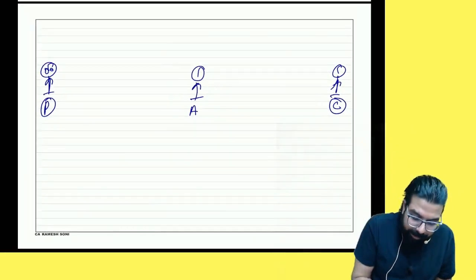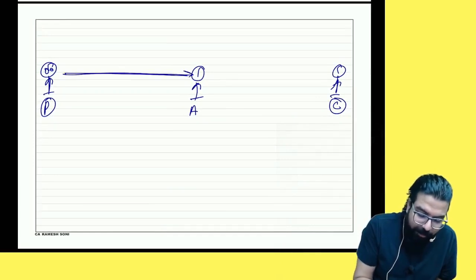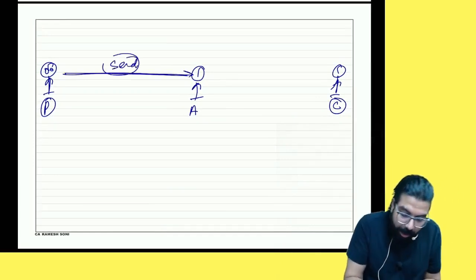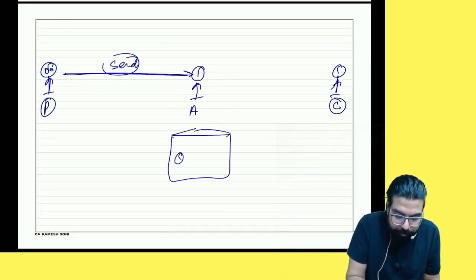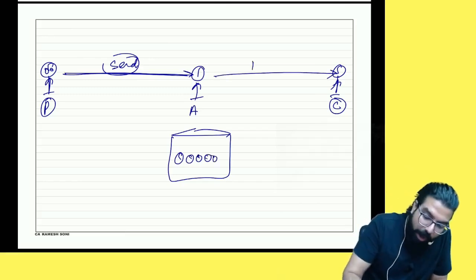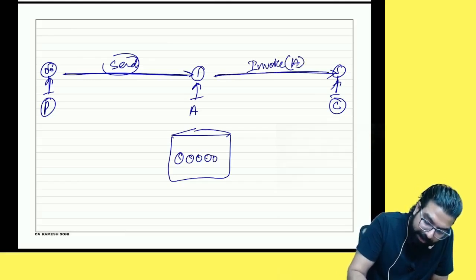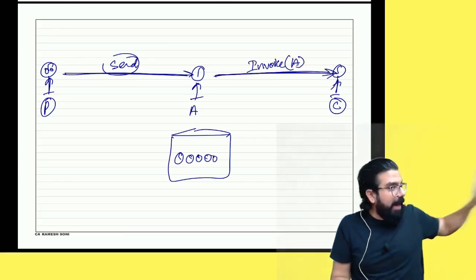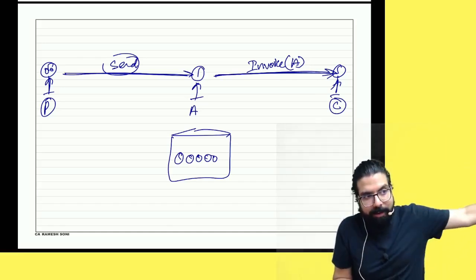Principal sends me the consignment. I keep the consignment in my godown. Then I sell it to the customer. The invoice for further sale is given by the agent. For selling it further, the invoice is given by me.